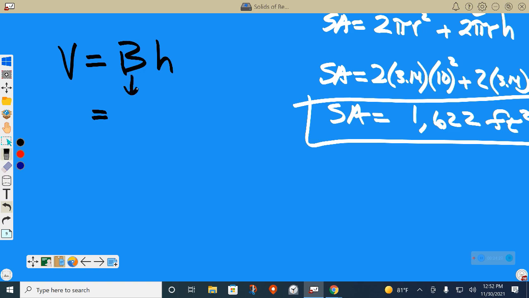Area of the base is pi r squared times the height. Notice I replaced the area of the base with the area of a circle formula. Note that in your mind. So we already got the area ready. Let's save some time.